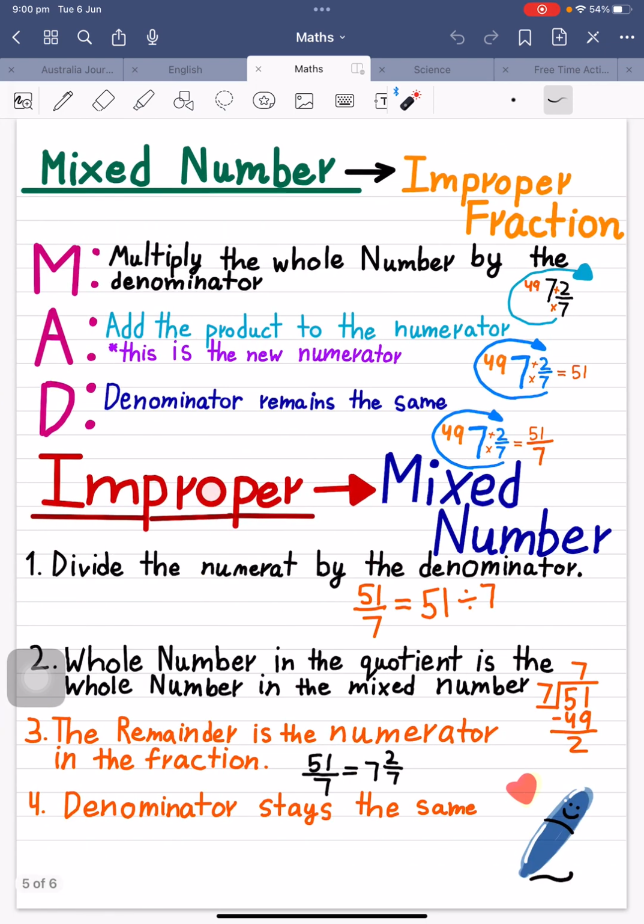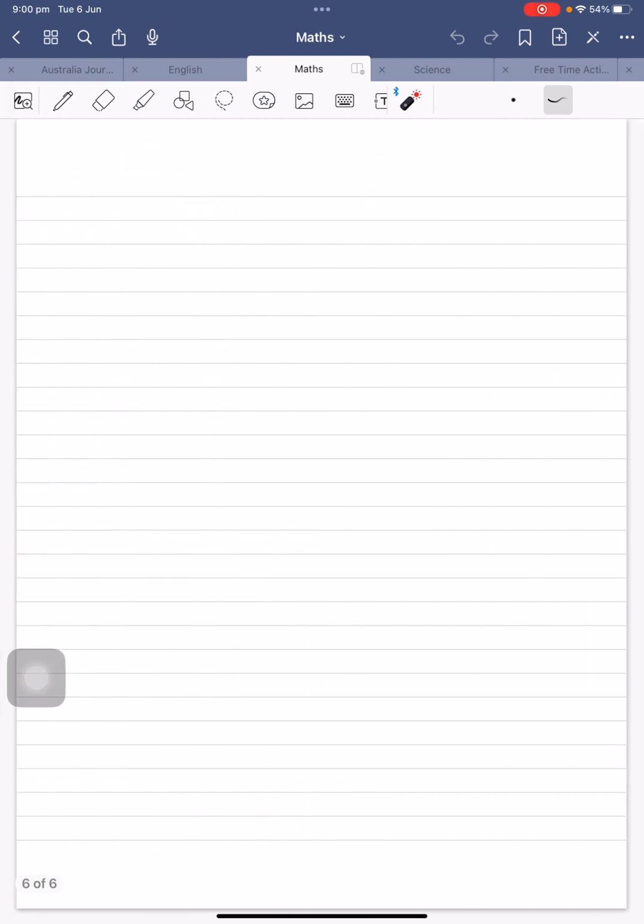Next, here this is mixed number to improper fractions. So first we have to multiply the whole number by the denominator. Then we have to add the product to the numerator. This is the new numerator, and then the denominator remains the same. And then as you can see, this is the rest of the note. And that is all for my maths notes.